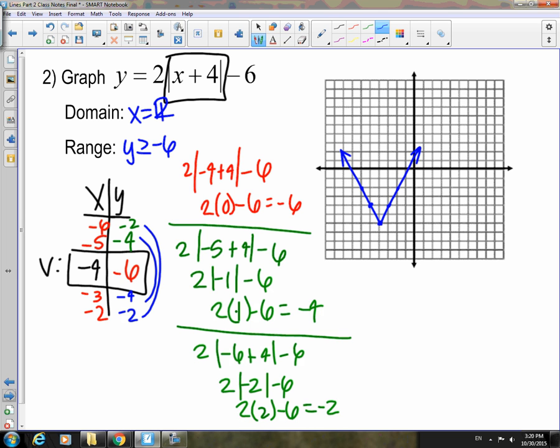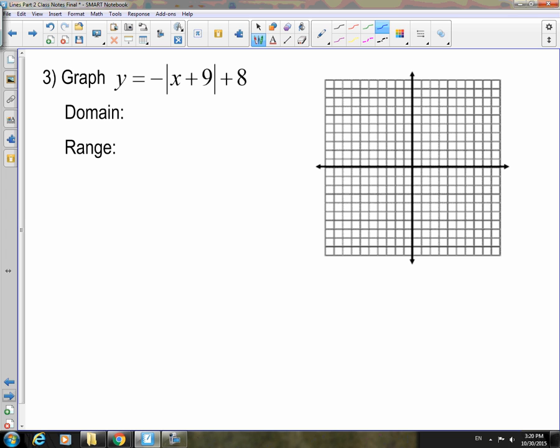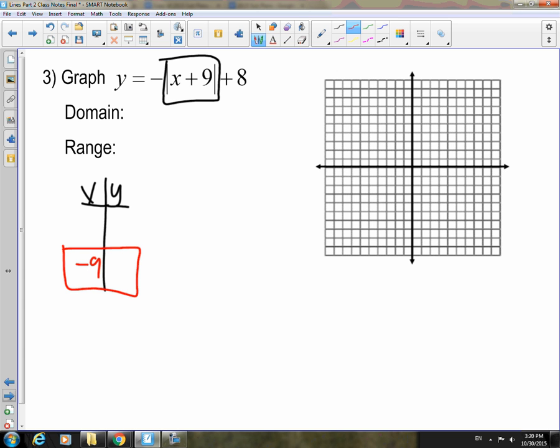Okay. If I look at 3, same process again, looking for that vertex. So what makes the inside equal to 0? So that would be a value of -9. So that's going to be my vertex. So 2 values smaller will be -10 and -11. 2 values larger would be -8 and -7. So I'm going to go ahead and plug those in.